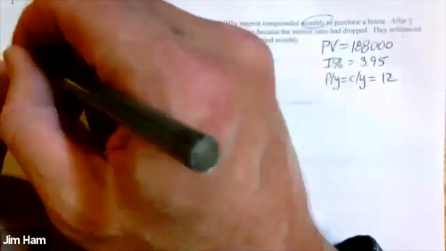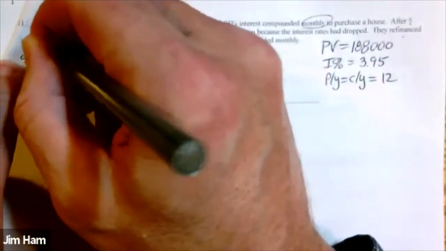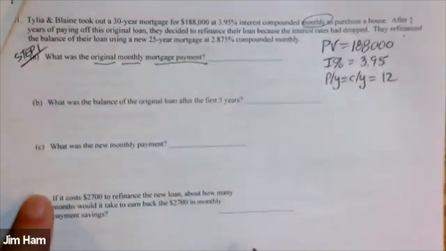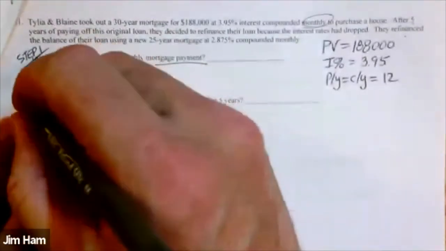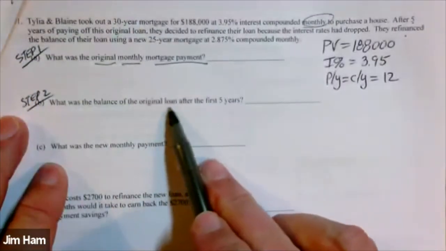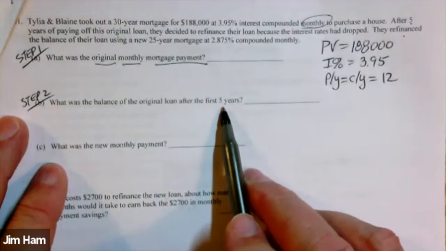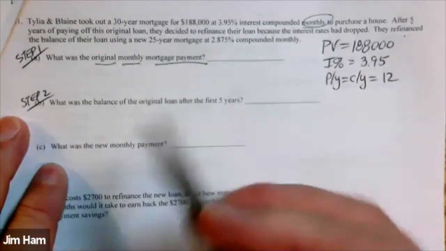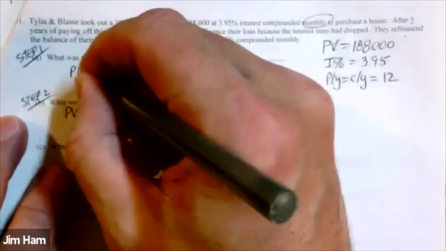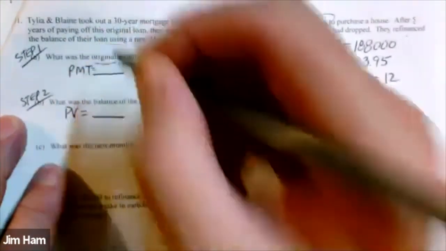So this is step 1 of the refinance problem. What is the original monthly payment? Step 2 is right next to it. What was the balance of the original loan after the first 5 years? All right, so we're going to calculate the present value here. Up here, we're going to calculate what the payment is.